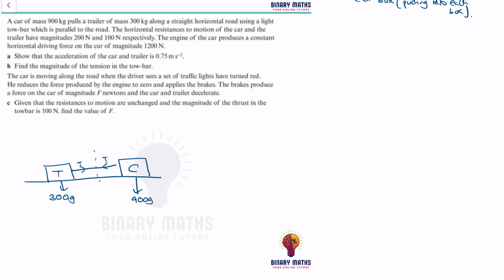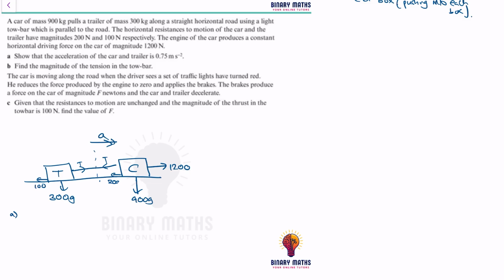pulling it away. The horizontal resistance to the motion of the car and the trailer has magnitude 200 and 100 newtons respectively. So car feels 200 newtons resistance and trailer feels 100 newtons resistance. The engine of the car produces a constant horizontal driving force on the car of magnitude 1200 newtons. So 1200 pushing it forward. So acceleration is going this way.